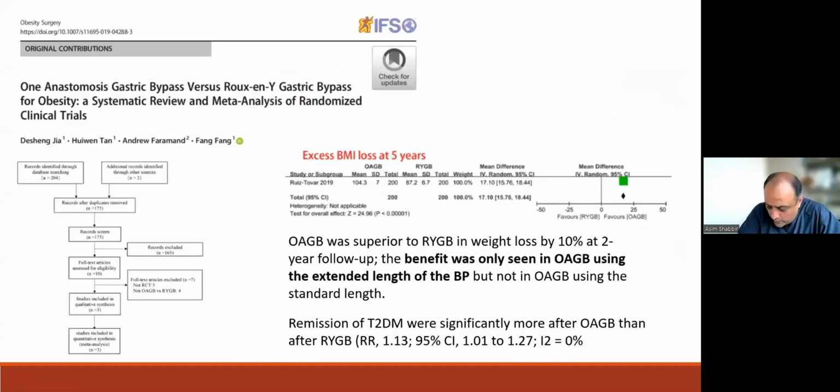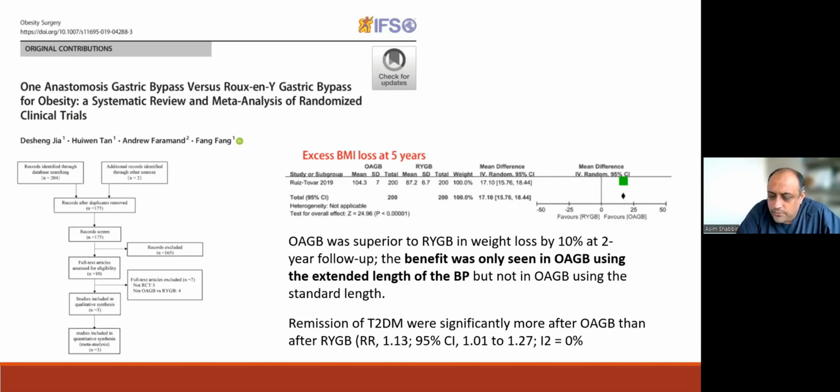Now let's look at one anastomosis bypass. This is comparing one anastomosis bypass with a Roux-en-Y bypass. Certainly favoring excess weight loss to be better in patients who have one anastomosis bypass. And also improved glycemic control or remission in patients with OAGB when compared to RYGB.